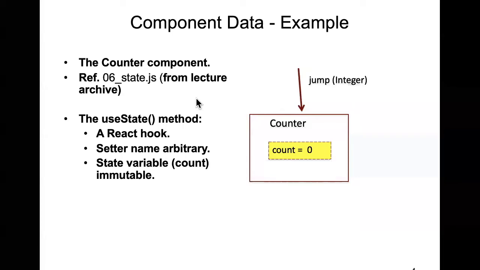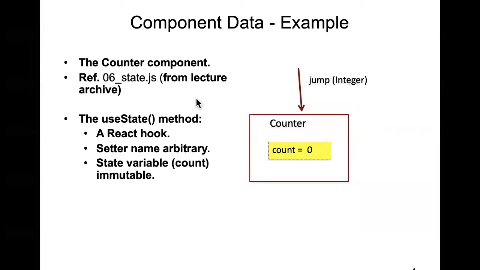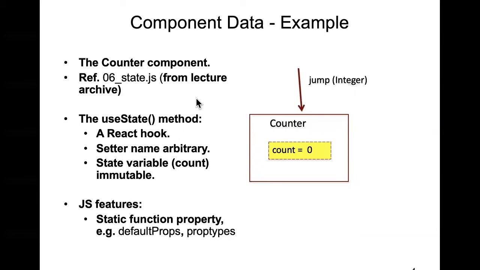So this useState method is actually one of what are called React hooks. There are many other ones, and it returns what I said it returns. It returns an array, and you destructure the array. That's just a JavaScript point that I'm making at the very bottom there.